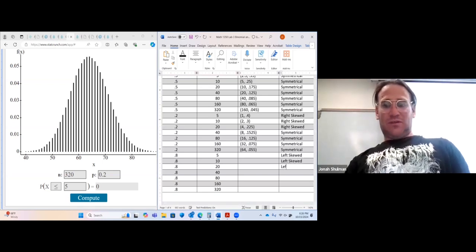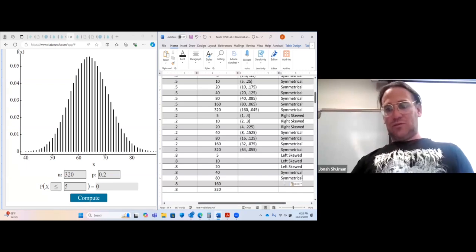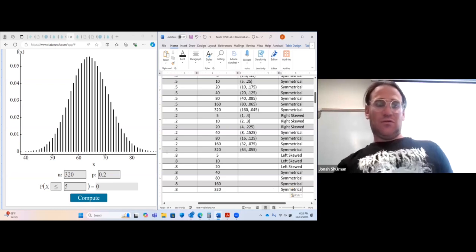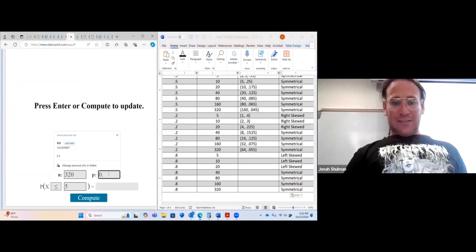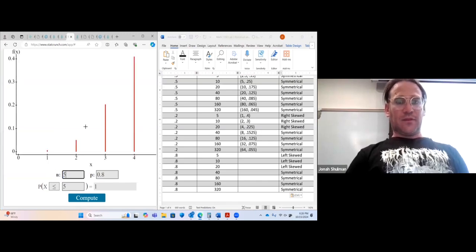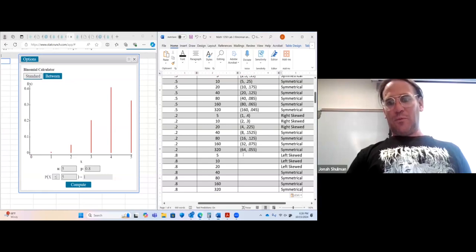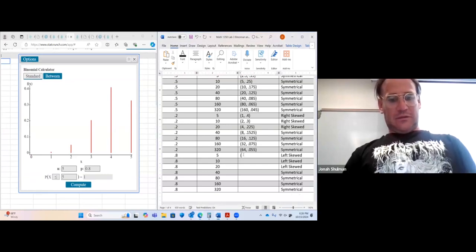So we have 3 left skewed. And then they should all get what? Symmetrical, symmetrical, symmetrical, symmetrical, symmetrical. So this one has to start at 0.8 and we're starting with 5. I got 4.4. Did everybody get 4.4? Yeah, 4 and 0.4.